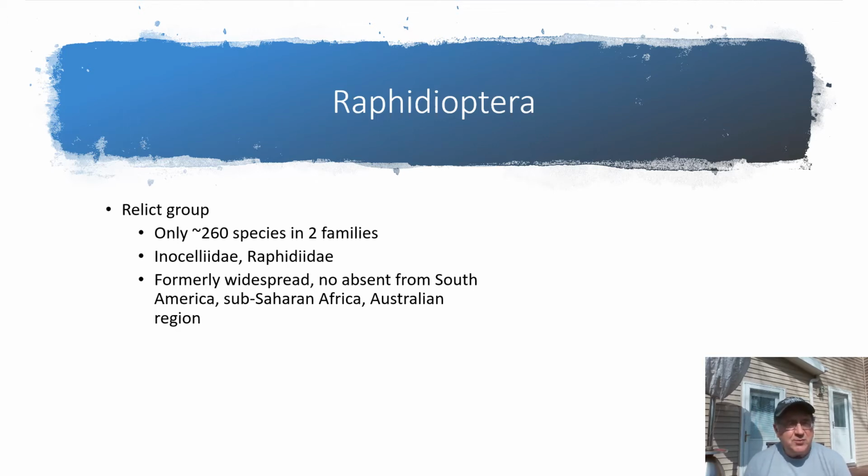If you look at the fossil record, though, whereas today these species have a relict distribution, they were formerly much more widespread in the fossil record, and that should say now absent from South America, Sub-Saharan Africa, and the Australian regions. So we have fossils from those areas, but there's no longer any living species there.